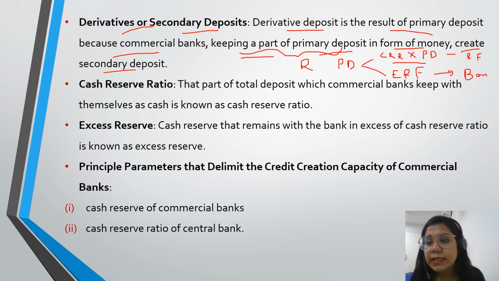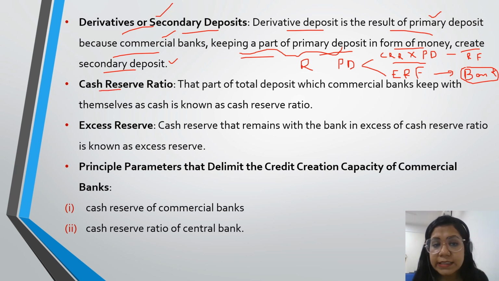And that is how the credit creation is done. So these deposits in the banks are known as derivatives or the secondary deposits. When they give out loans, this loan account becomes the secondary deposit. So it is a result of what? The primary deposit, because commercial banks create the secondary deposit through them.